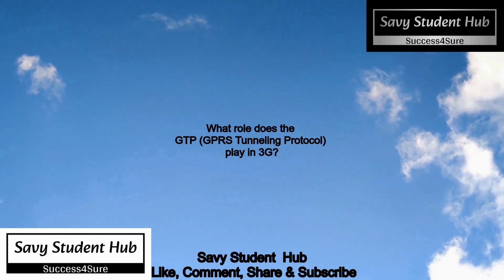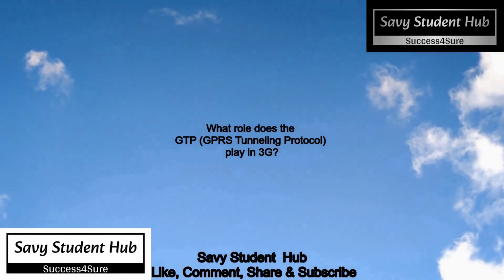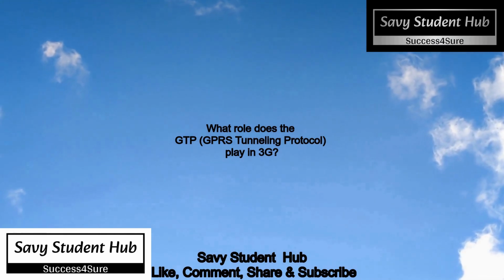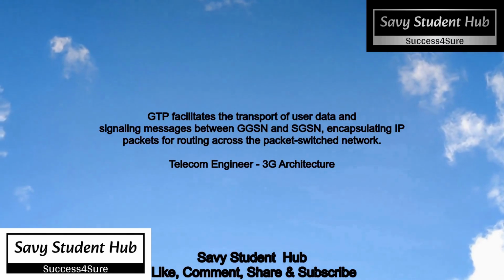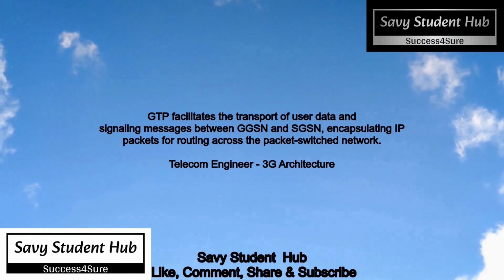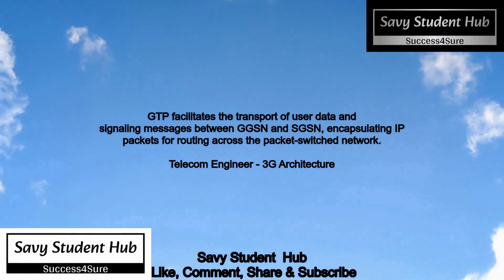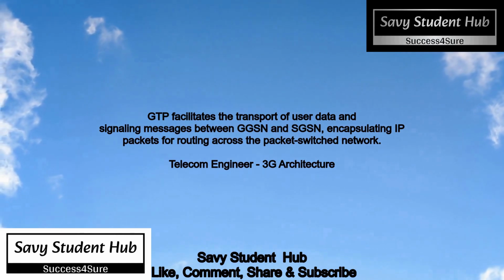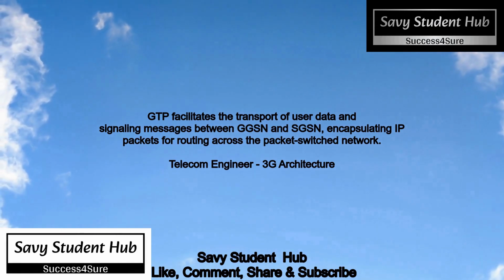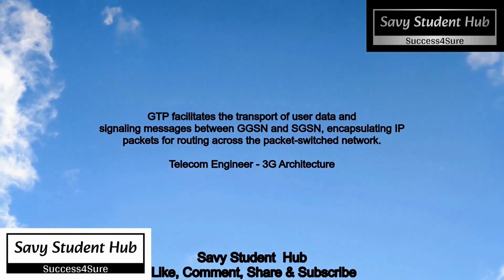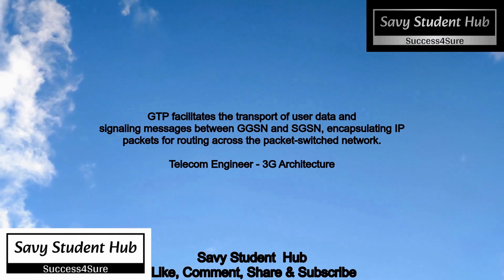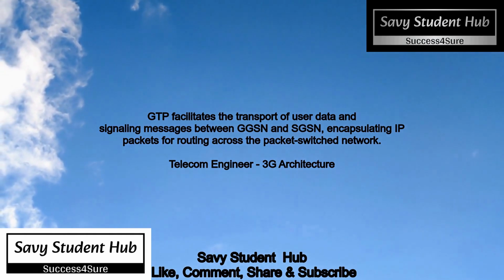What role does the GTP, GPRS tunneling protocol, play in 3G? GTP facilitates the transport of user data and signaling messages between GGSN and SGSN, encapsulating IP packets for routing across the packet-switched network.